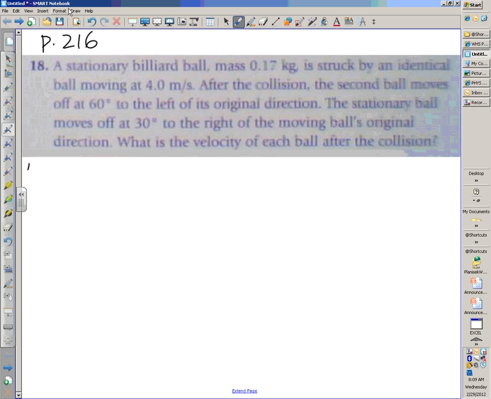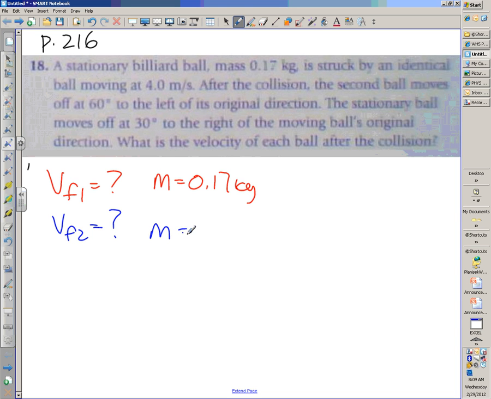So, two things we're looking for here, right? We're looking for V final of ball 1, and then we're also looking for V final of ball 2. Things we know. So we know the mass of each ball, right? It told us that the mass of this ball was 0.17 kilograms, and then it told us that the second ball was identical mass, so it's also 0.17 kilograms.